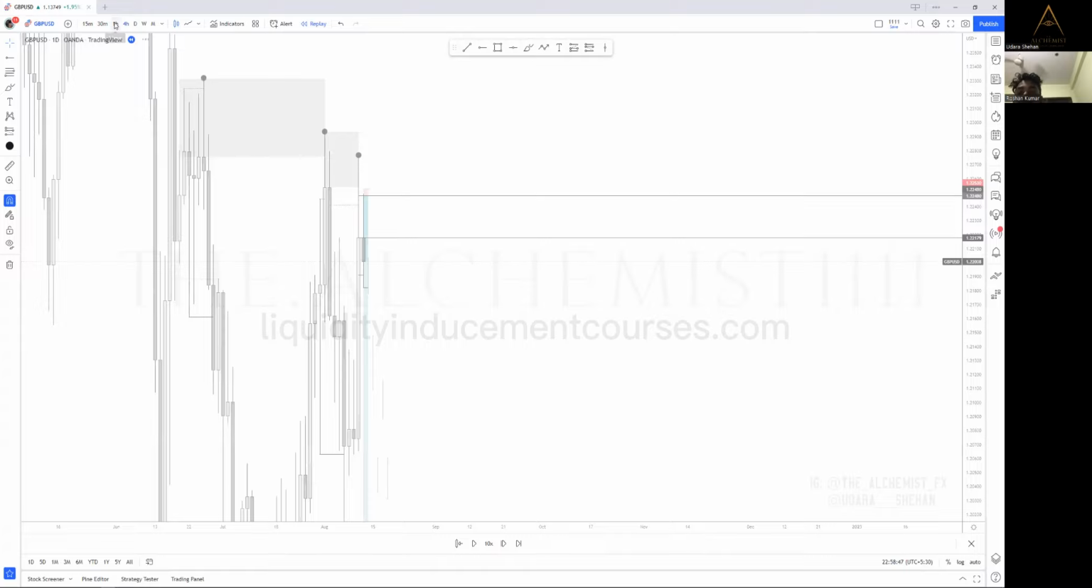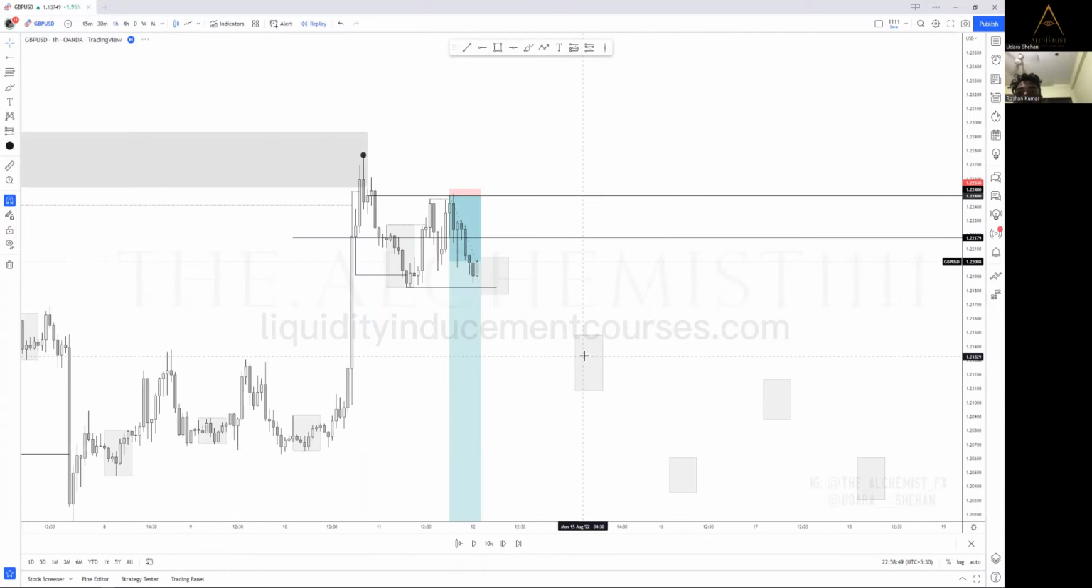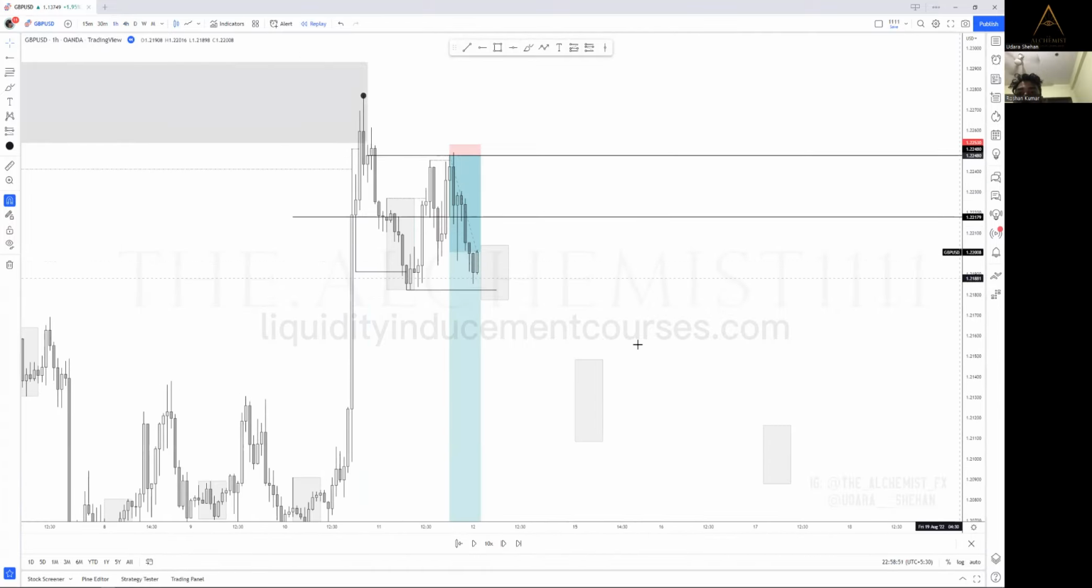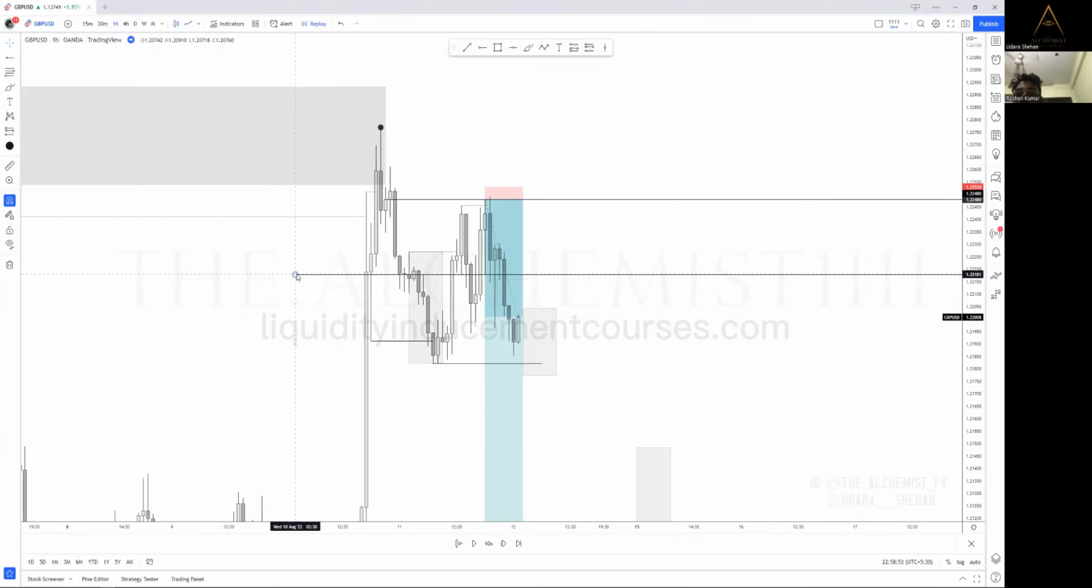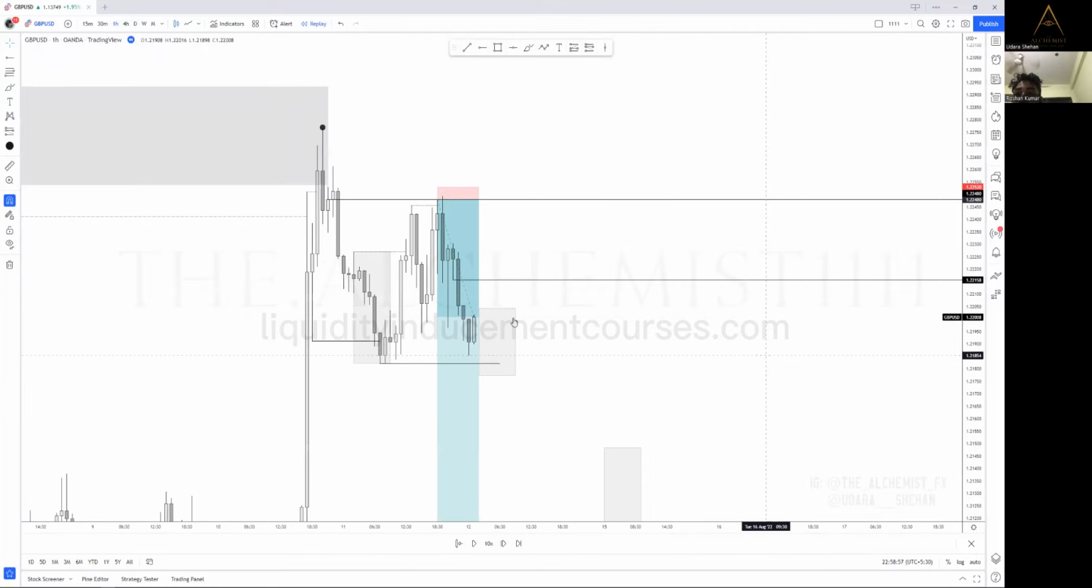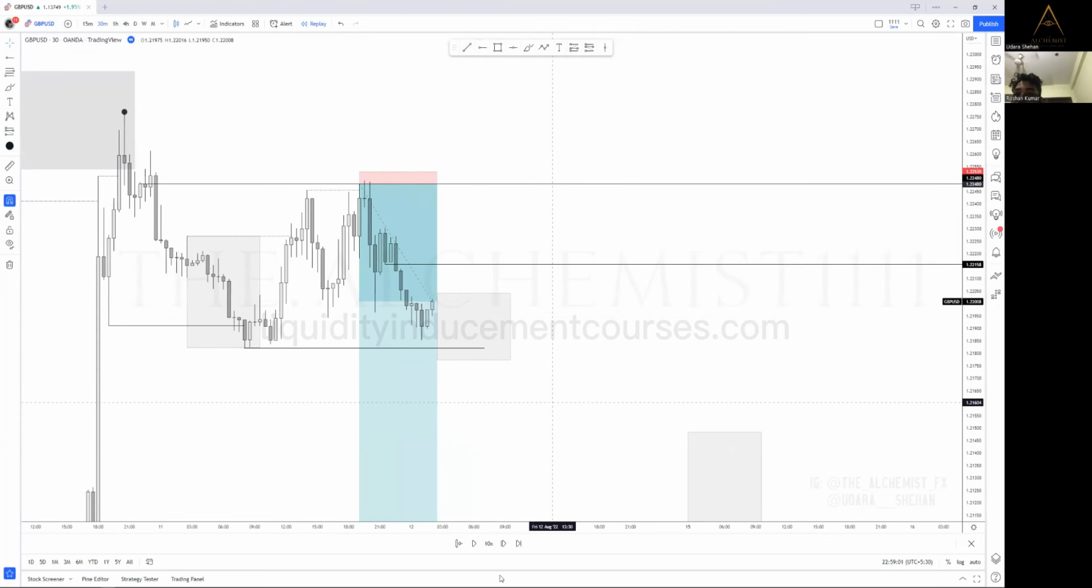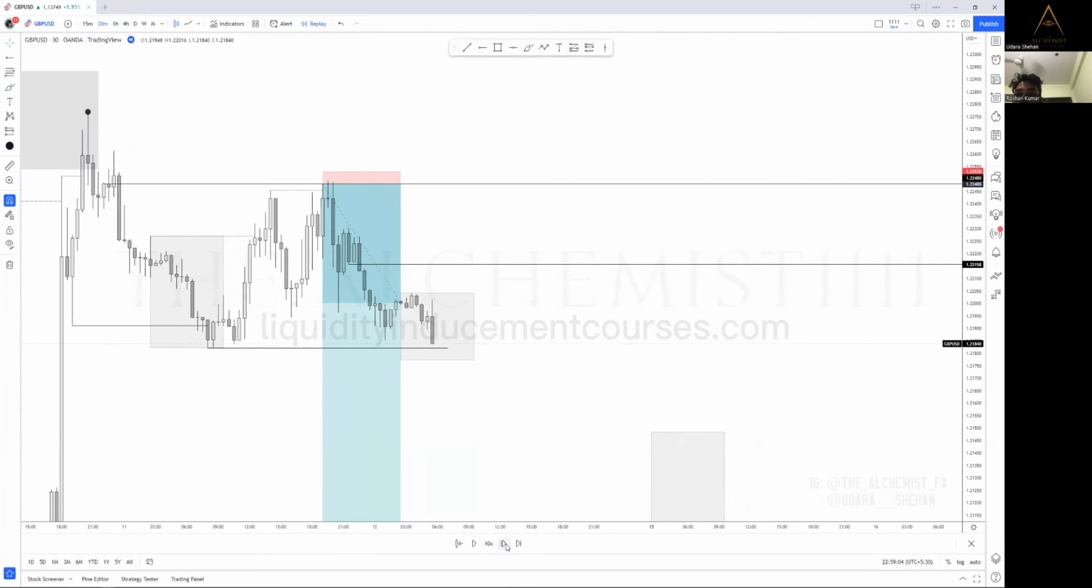Okay. And then I did a slight refinement of this into some imbalance. Ah, yeah, there we go. Doing a slight refinement of this daily zone into the 1 hour imbalance. Can you see it? A slight refinement of it into the 1 hour imbalance. And what makes that level the high quality level is what? Asian highest liquidity.